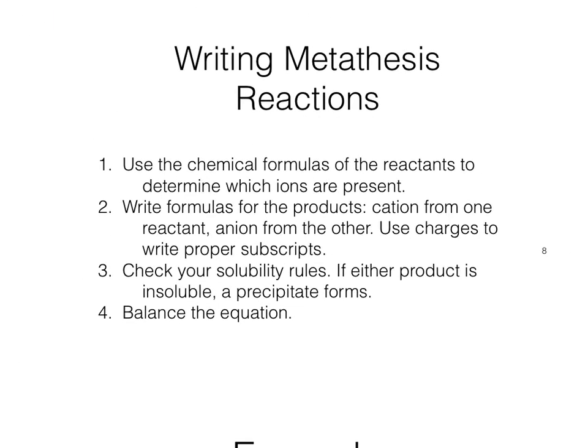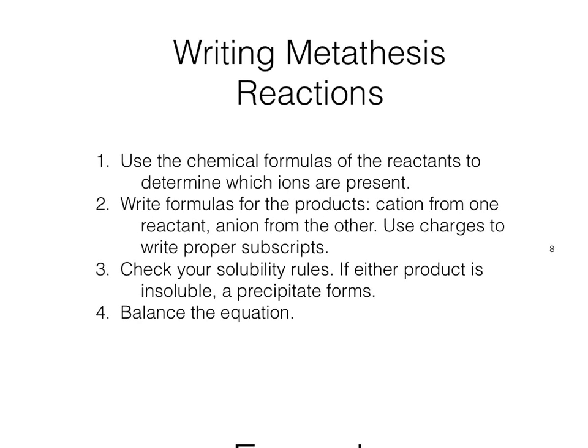To write a metathesis reaction, it's more than just writing them out, and in the next several videos we're going to step through this in a slightly different way. We use the chemical formulas of the reactants to determine which ions are present. We write the formulas for the products, so we create our do-si-do reaction, and we make sure that we write proper subscripts because that's really important. Then you check your solubility rules. If either product is insoluble, you have a precipitate. And then you need to balance your equation. If both products are soluble, no reaction occurs.